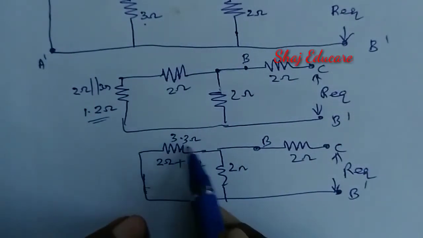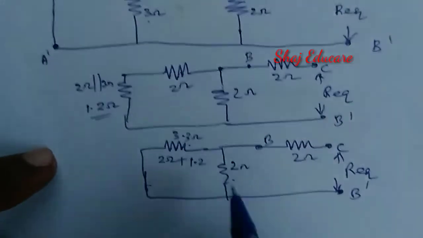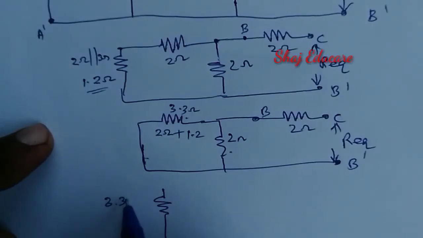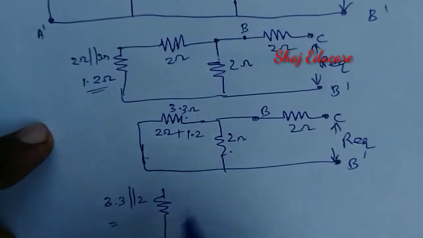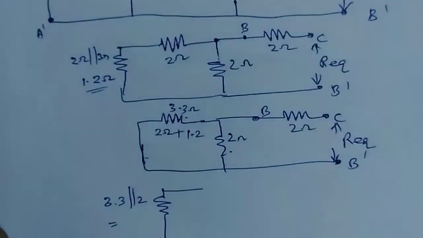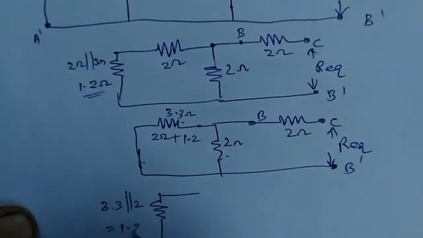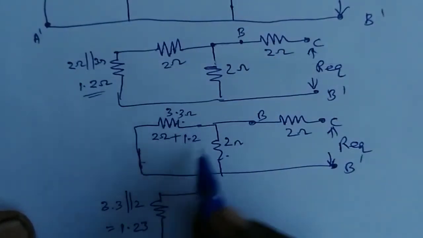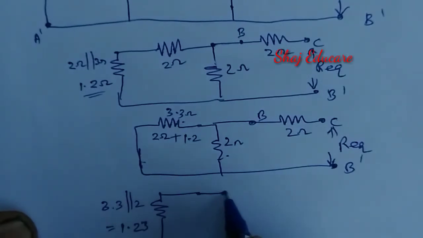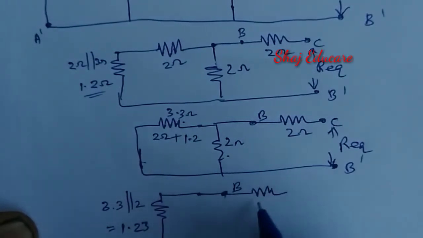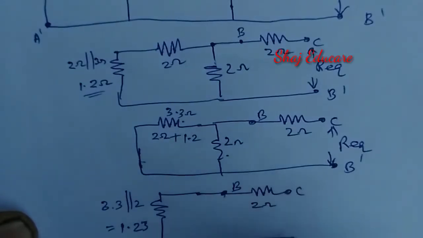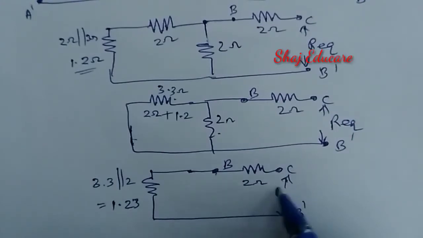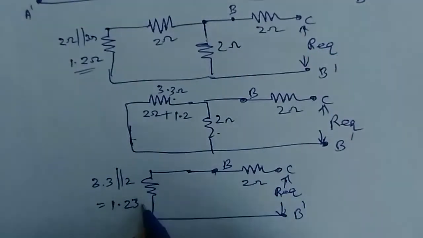Then what about this 3 ohm, 3.3 and 2? They are parallel to each other. So let us replace it with their equivalent resistance, 3.3 parallel to. So that will be equal to 1.23 ohms. Okay, this is the equivalent of these two resistances, then followed by B, then 2 ohm resistance, here C and B dash are equivalent.